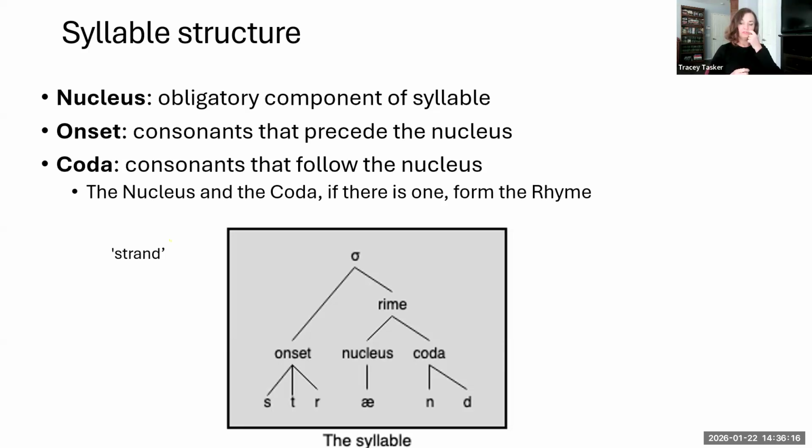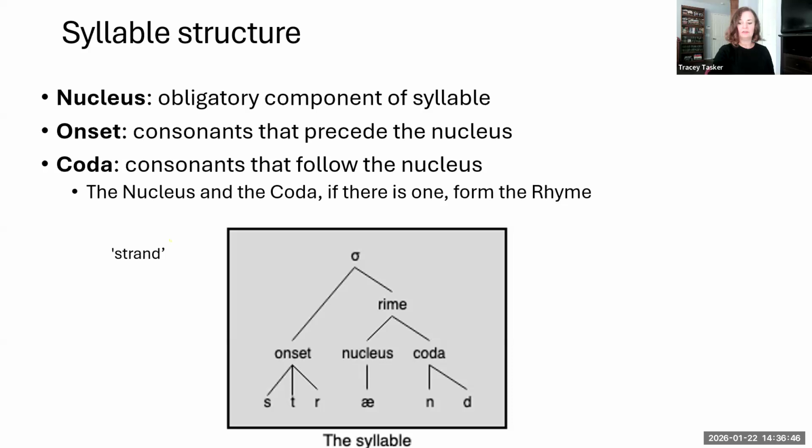If we were going to have rhyming words, we could say strand rhymes with band, right? So that ending of the nucleus and the coda that makes up the rhyme is going to be the same. What's going to be different in those examples is the onset. Don't get too hung up on this. As I said, we're going to look at this in more detail. This is just an introduction.